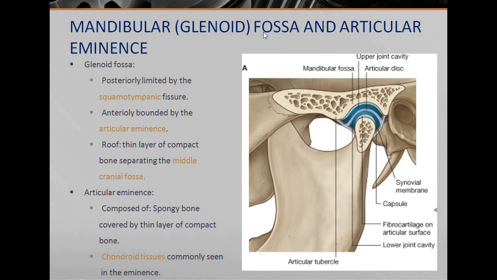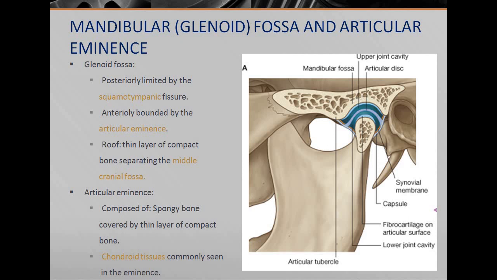The mandibular fossa and the articular eminence. The glenoid fossa is also called the mandibular fossa. Posteriorly, it is limited by the squamotympanic fissure. Anteriorly, it is bounded by the articular eminence. So this is the articular eminence, and this is the fissure that you can see, the squamotympanic fissure. The roof is made up of a thin layer of compact bone separating it from the middle cranial fossa. This is the roof of the mandibular fossa.